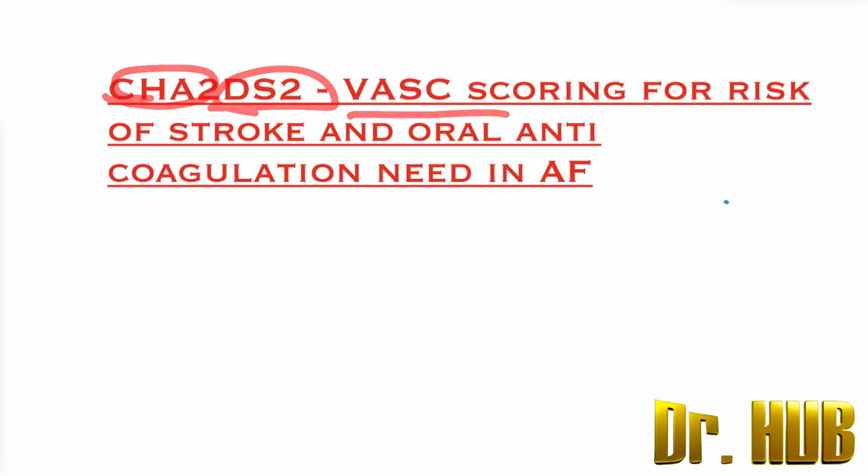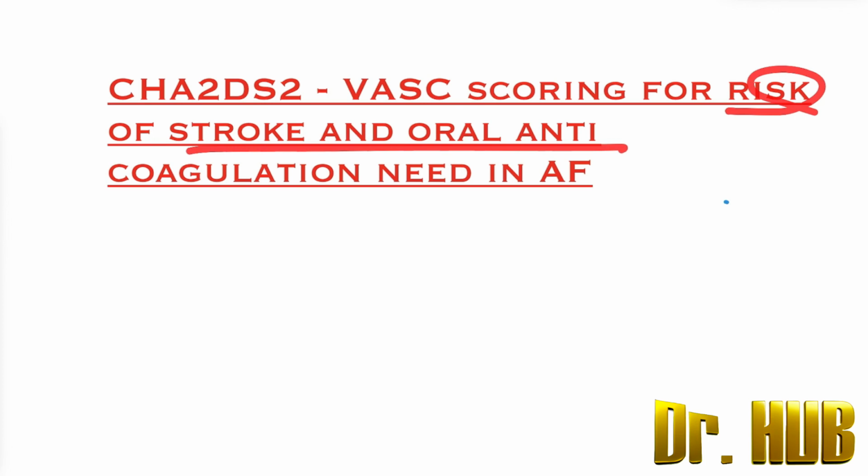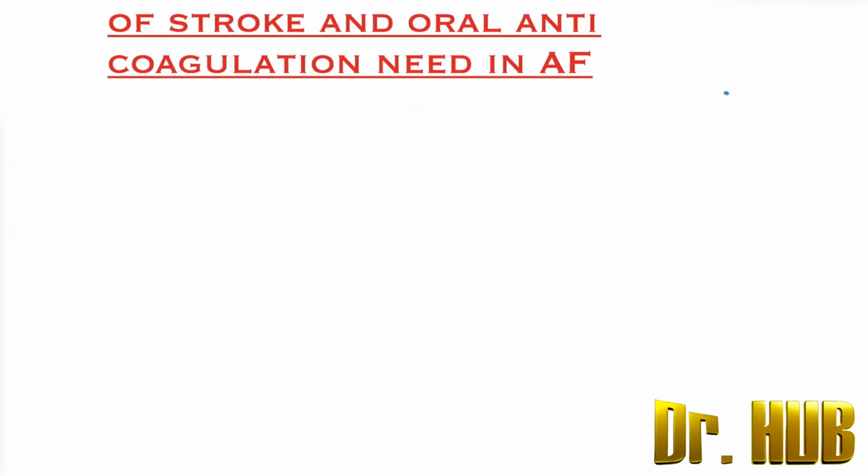CHA2DS2-VASc scoring for risk of stroke and the oral anticoagulation need in case of AF. So first let's look at the components. The components are as the name suggests, so C for congestive heart failure. First let's look at the components and then we'll discuss the scoring.